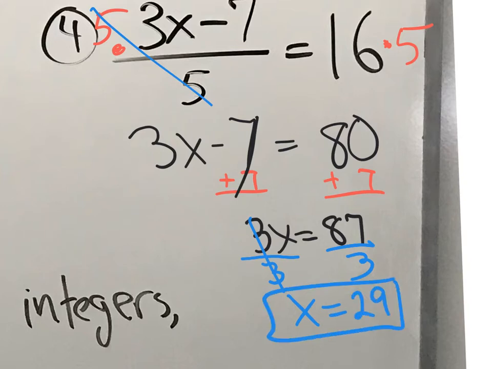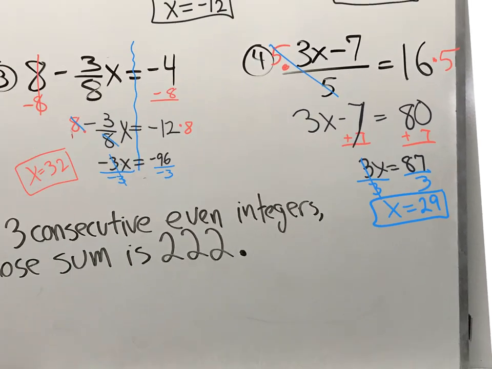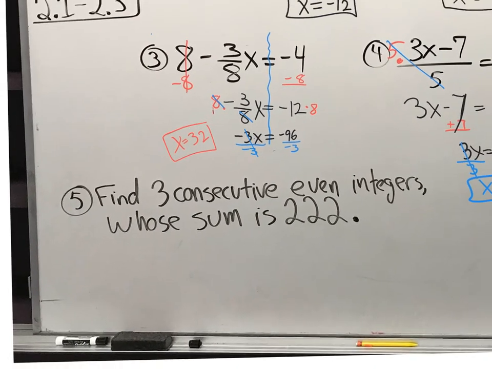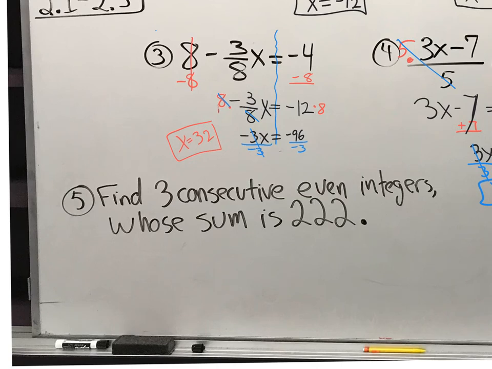So, be ready for those types of questions. Let's check out this next fun one right here. Find 3 consecutive integers whose sum is 222. So we need to create an equation. Guessing and checking is not that great.